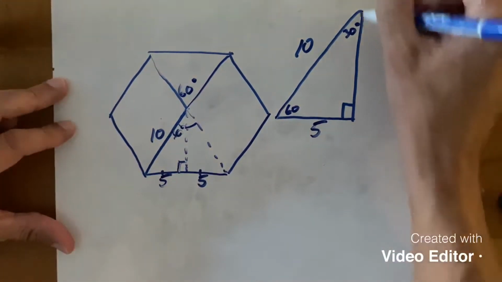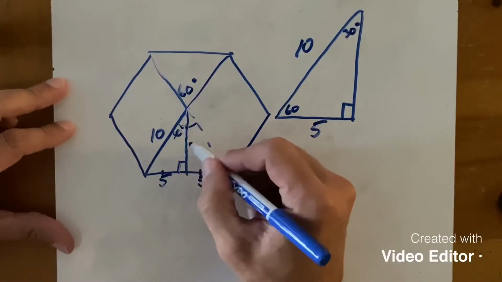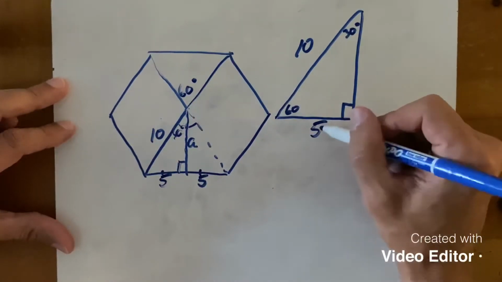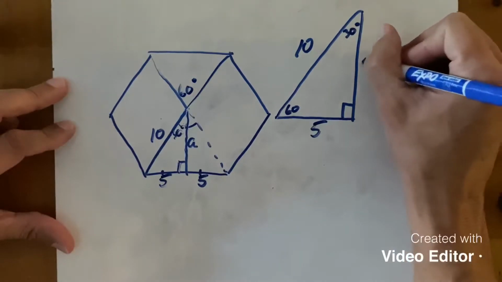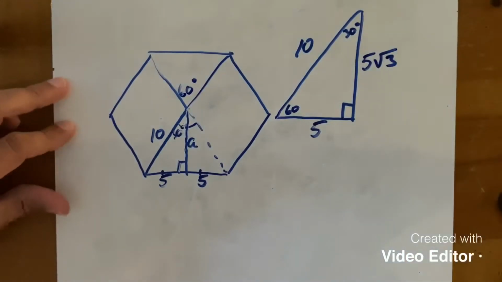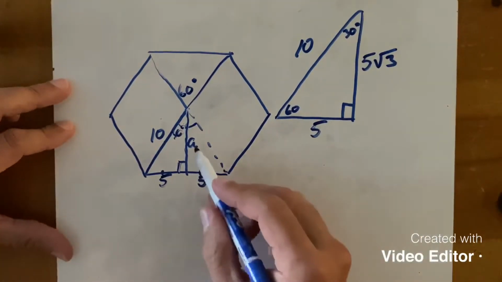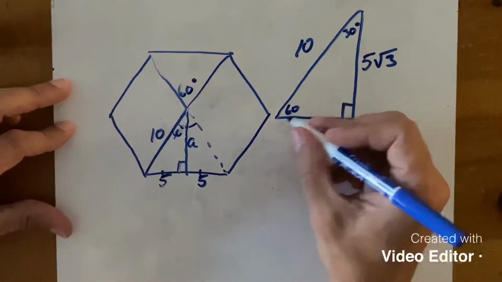Now we need to find this side of the triangle. That's this side right here. All right, that's our apothem. That's A, okay? So to get from the short leg to the long leg, we multiply the short leg times the square root of 3. So it's simply 5 times the square root of 3. So that is the length of A. All right, now we have A. Now we have the side length. So we can find the perimeter and we can solve for area.